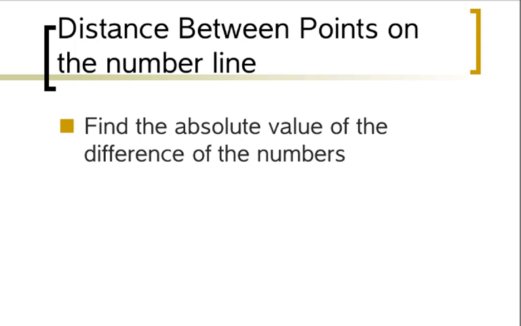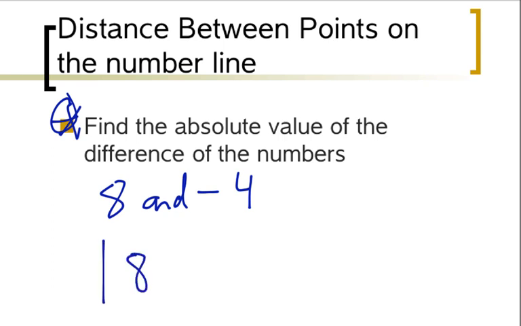Now you're going to get some problems that say find the difference, or the distance between points on the number line, and they're going to say something like 8 and negative 4. Basically what they want is the absolute value of the difference of the numbers. So you really take the absolute value of 8 minus negative 4. That's actually the process.